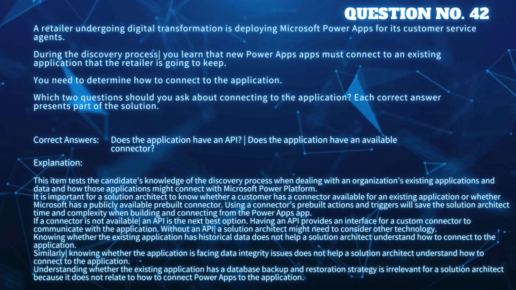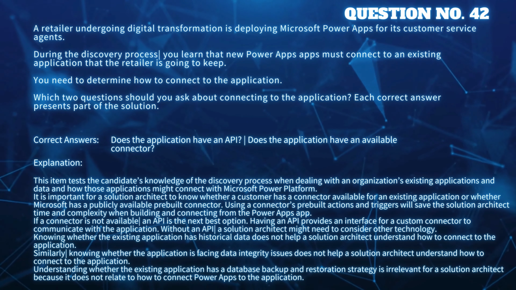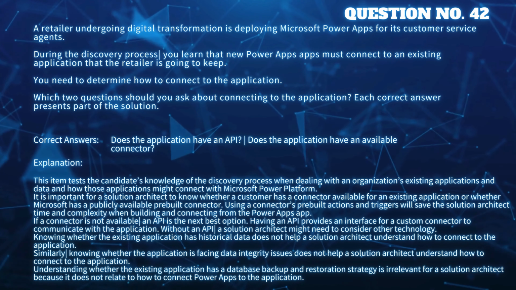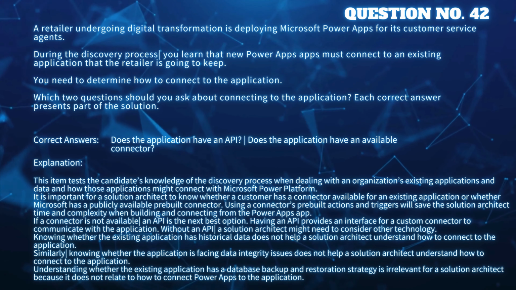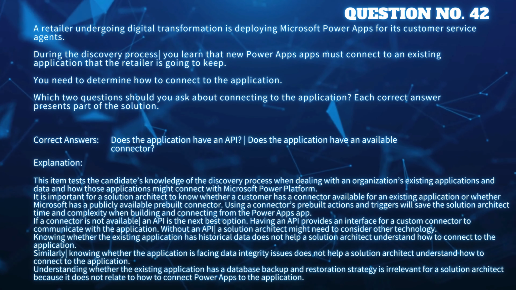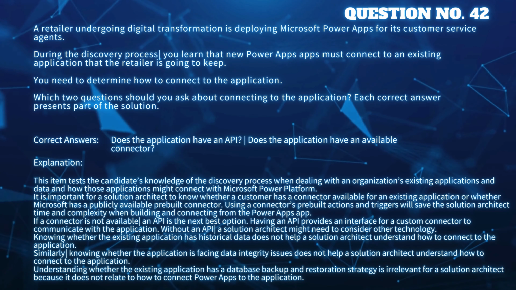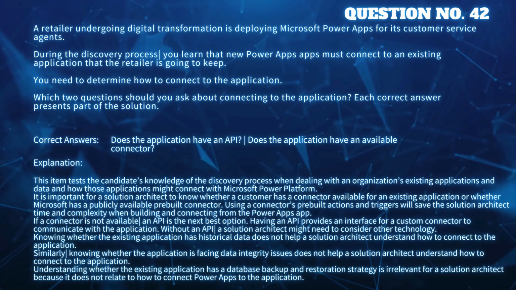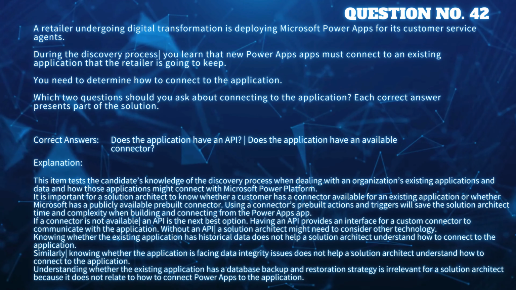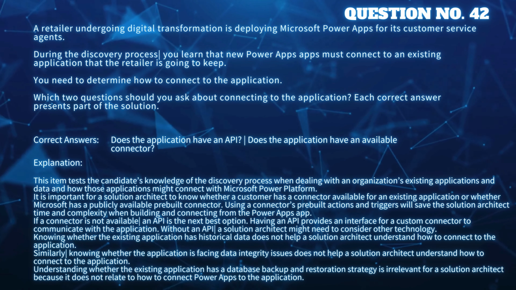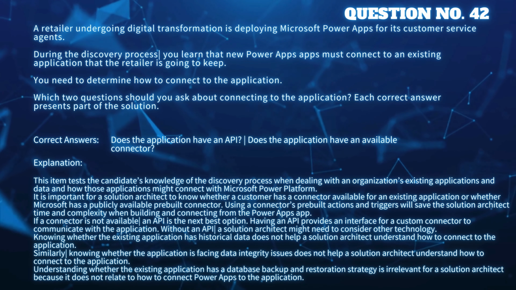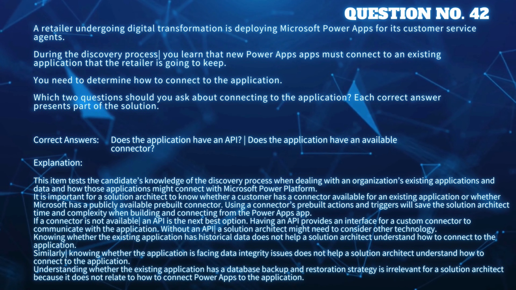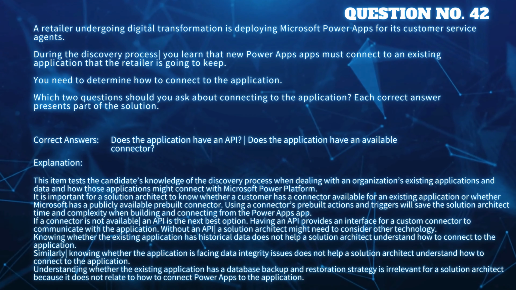Explanation: this item tests the candidate's knowledge of the discovery process when dealing with an organization's existing applications and data and how those applications might connect with Microsoft Power Platform. It is important for a solution architect to know whether a customer has a connector available for an existing application or whether Microsoft has a publicly available pre-built connector. Using a connector's pre-built actions and triggers will save the solution architect time and complexity when building and connecting from the Power Apps app. If a connector is not available, an API is the next best option.